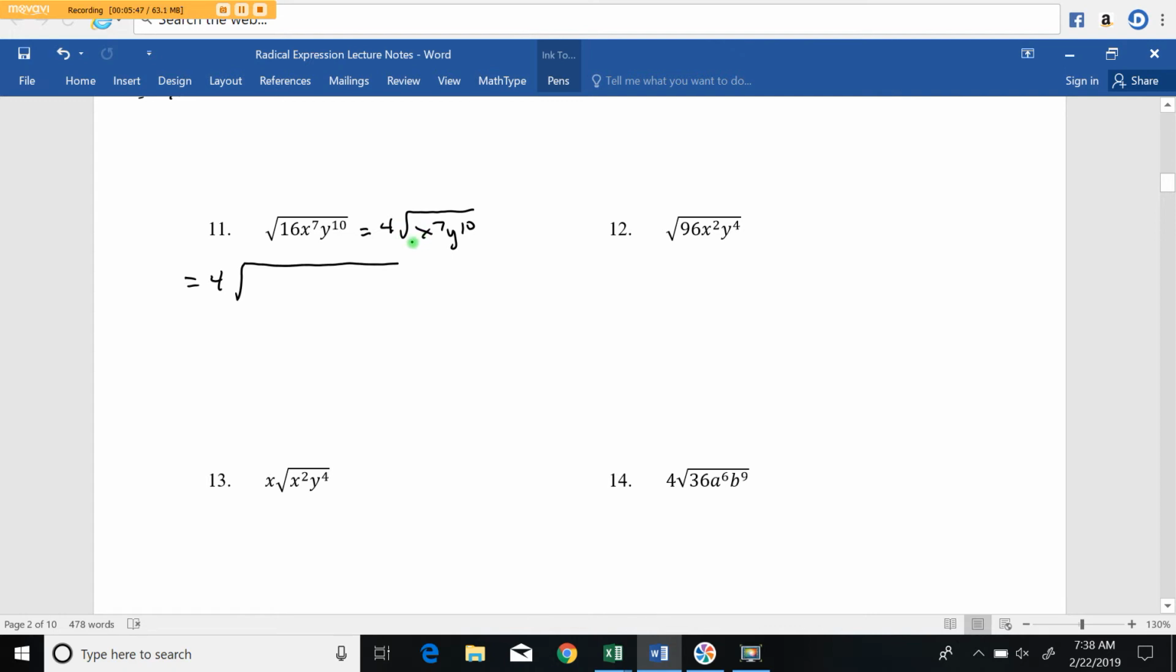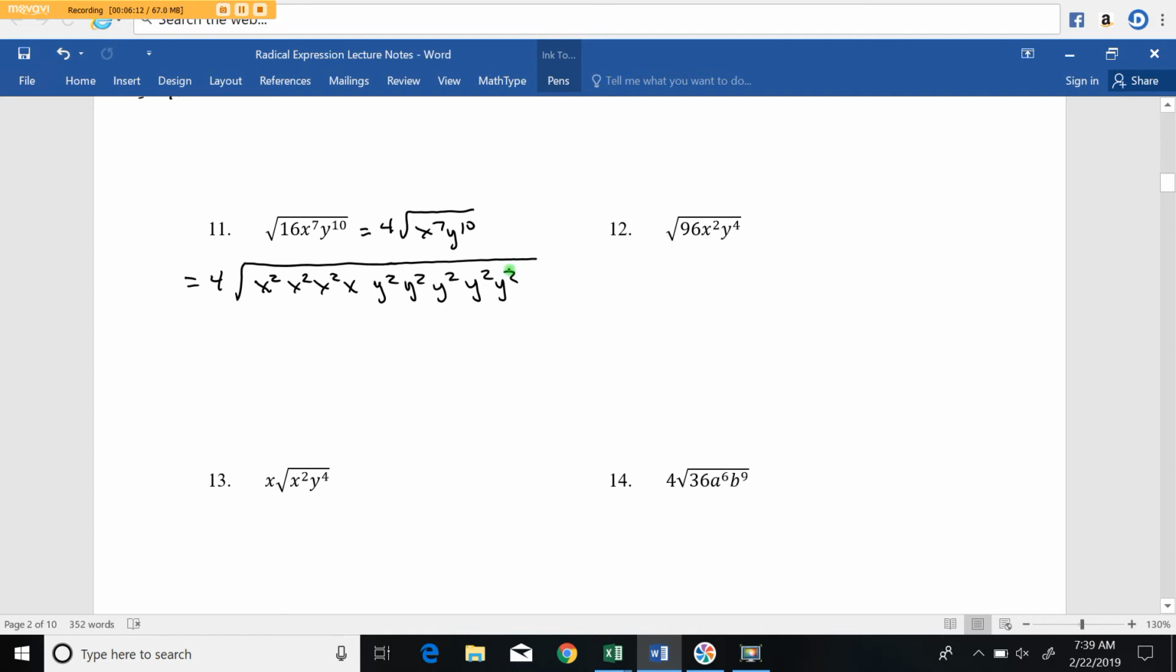Now that x to the 7th, there's a couple ways to write it. Let's write it like this: x squared times x squared times x squared, and one more times x. I know this is a lot of writing, but I think this really shows very well how this works. This y to the 10th, we can write that y squared times y squared times y squared times y squared times y squared. 2, 4, 6, 8, 10. Yep, there's 10 of them.